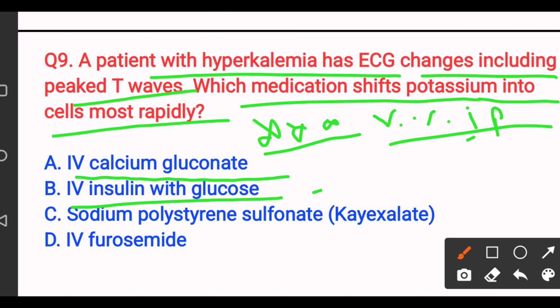The answer will be option B, IV insulin with glucose. IV insulin with glucose, given with glucose to prevent hypoglycemia, shifts potassium into the cells within 15 to 30 minutes by stimulating the sodium-potassium ATPase. Calcium stabilizes the cardiac membrane but does not lower the serum potassium. So the answer will be option B.